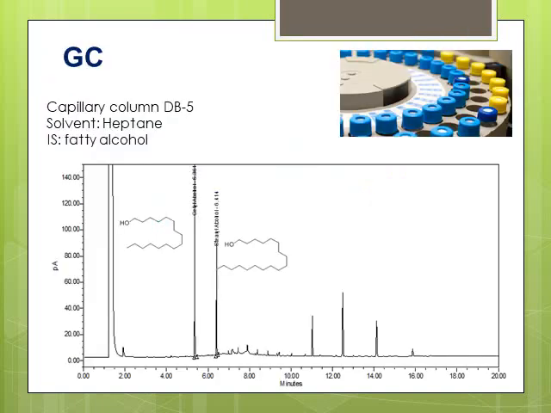Now this is the chromatogram. It is not entirely the EP method. I used DB-5 instead of DB-1, the solvent is heptane, and the internal standard is a fatty alcohol. In this chromatogram, we see the two peaks of cetyl alcohol and stearyl alcohol around 5 to 6 minutes, and the other peaks are the other excipients present in the formulation.